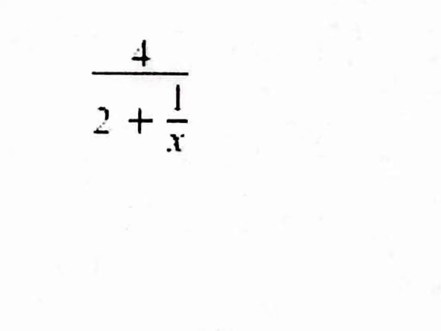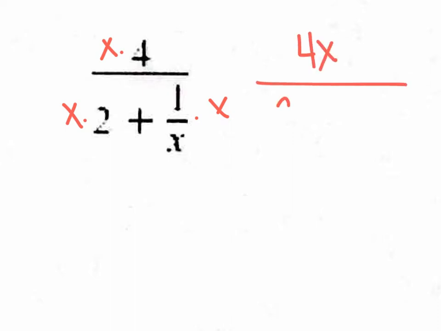1x, or just x. So the shortcut is to multiply everything by x. The 4 times x, the 2 times x, and this times x. Everything by the LCD. What's your answer going to be? It's going to be 4x over 2x plus 1, because the x's cancel in that case. Does that make sense? And that's your final answer, believe it or not.